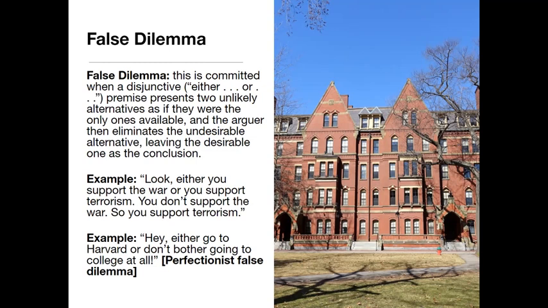And maybe your parents or family members say stuff like, hey, either go to Harvard or don't bother going to college at all, right? I mean, that's a perfectionist fallacy. It's also used, I think, in the context of laws. I certainly know people who argue that we shouldn't pass certain laws because people just won't follow them. But people don't follow all kinds of laws. That's not a good reason to get rid of them, right?